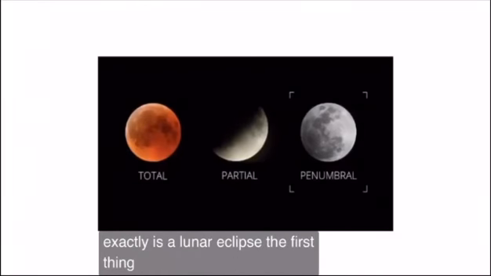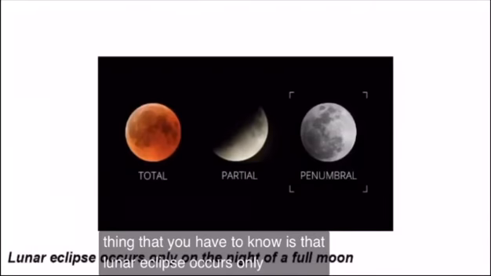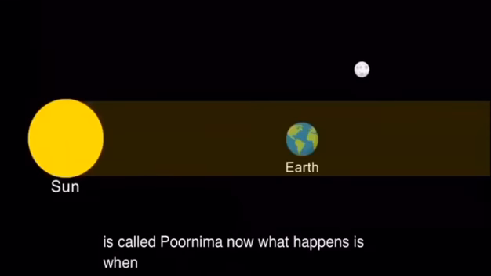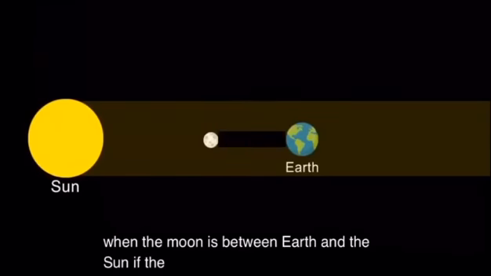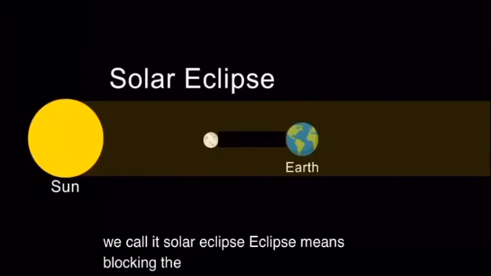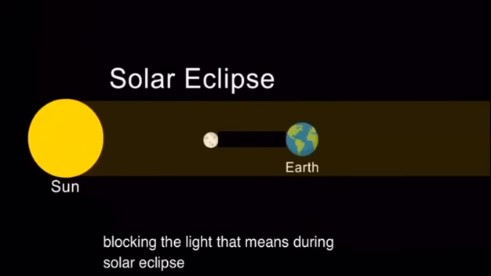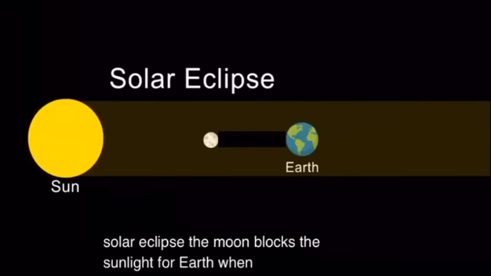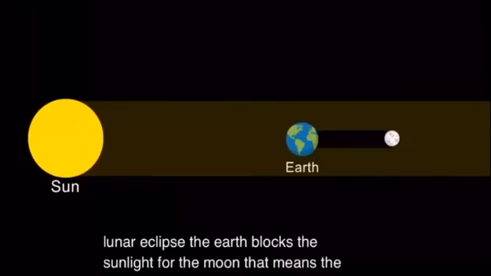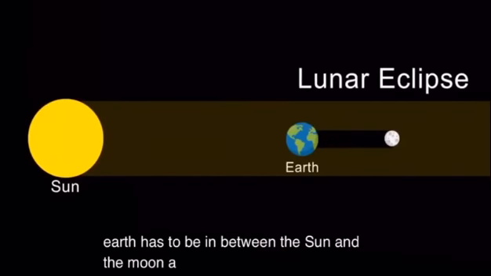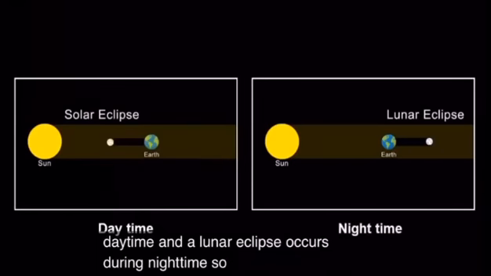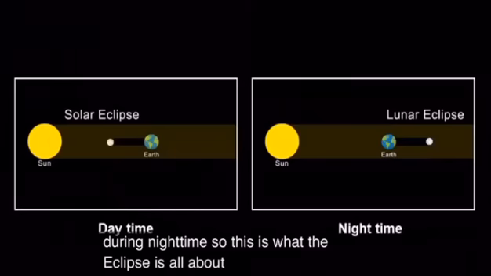First thing that you should know, that lunar eclipse occurs only at the night of a full moon, and in India full moon night is called Purnima. Now what happens is, when the moon is between earth and the sun, if the moon blocks the sunlight, then we call it solar eclipse. Means blocking the light. That means during the solar eclipse the moon blocks the sunlight for earth. When it comes to a lunar eclipse, the earth blocks the sunlight for the moon. That means the earth has to be in between sun and the moon. A solar eclipse occurs during daytime and a lunar eclipse occurs during nighttime. So this is what the eclipse is all about.